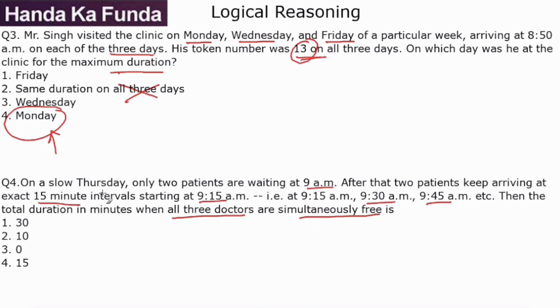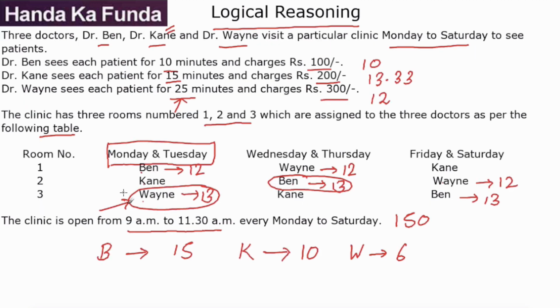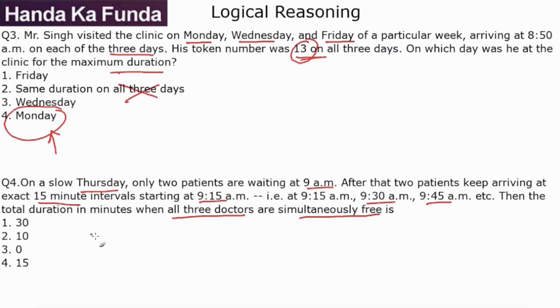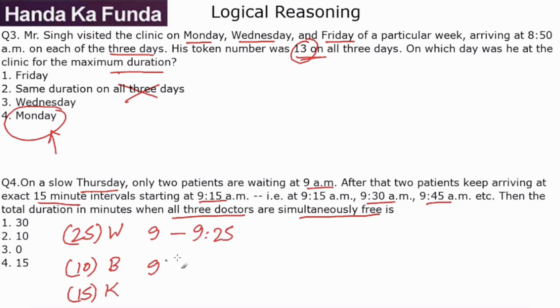So first of all, let's check what is the order on Thursday. On Thursday, it's Wayne, Ben, and Kane. What happens with Wayne is he takes 25 minutes, Ben takes 10 minutes, and Kane takes 15 minutes. So when the first 2 patients come in at 9 o'clock, they will go to Wayne and Ben and they will occupy them. Wayne will be occupied from 9 till 9:25 and Ben will be occupied from 9 to 9:10.